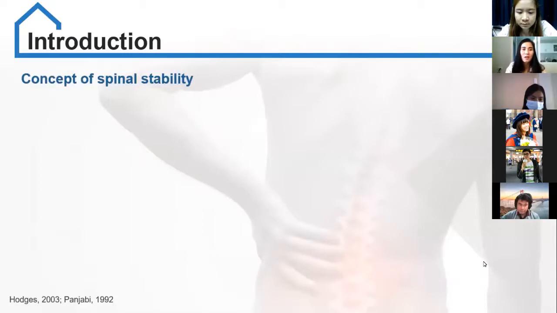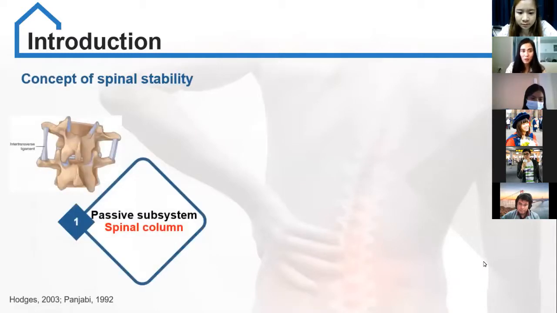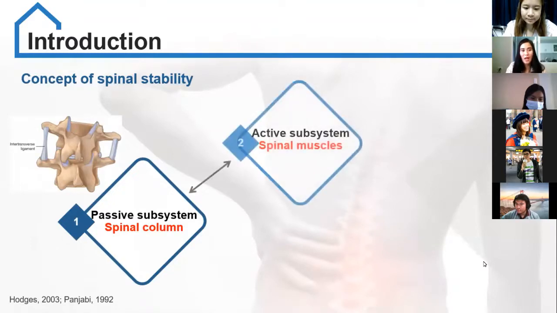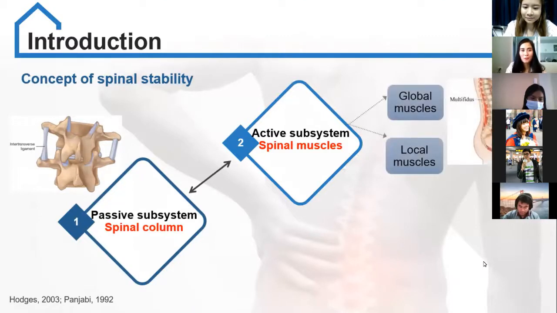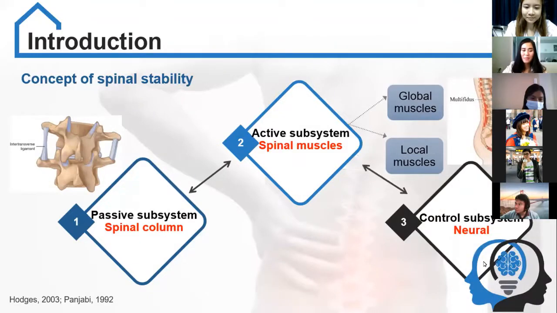Spinal stability consists of three subsystems that work together to control body stability. First is the passive subsystem, or spinal column. This system includes passive structures around the spine, such as ligaments and joint articulation. Next is the active subsystem, or spinal muscles, which include global and local muscles. The local muscle is the main one to control body stability and external force on the lumbar spine. The last is the control subsystem. This system receives information from muscles, ligaments, muscle spindles, or Golgi tendon organs and sends the signal to the brain to adjust muscle force and movement.